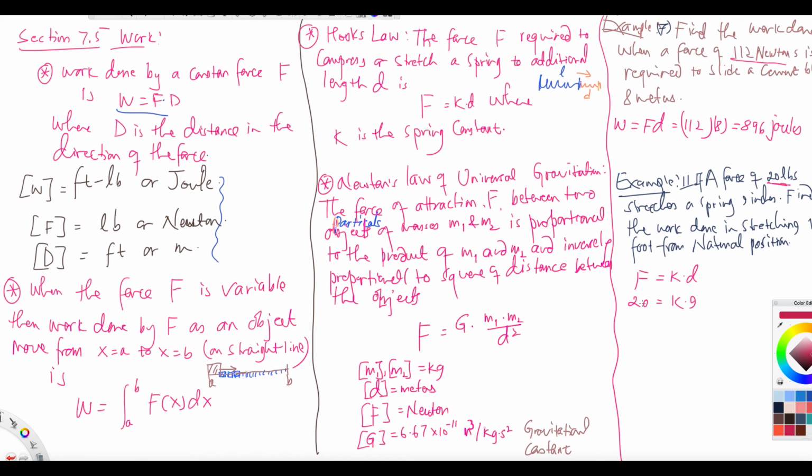So how much is 9 inches? We need to change this to feet. So that is basically 20 equals K times 9 over 12, right? So what is K then? This is 3 over 4, so it will be 80 over 3. So K equals 80 over 3.